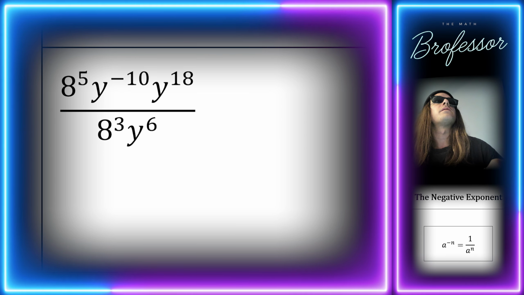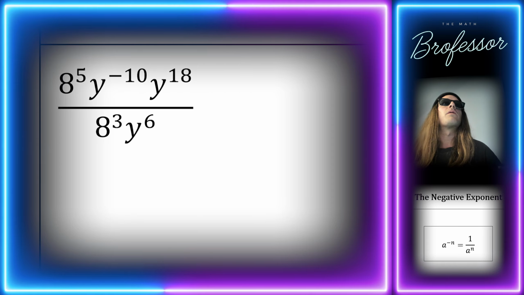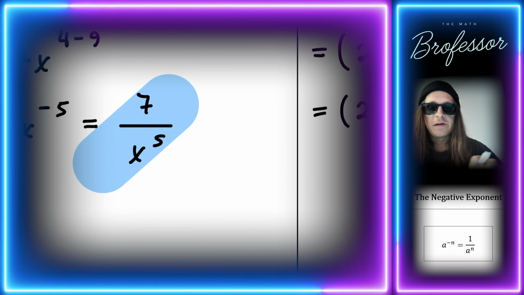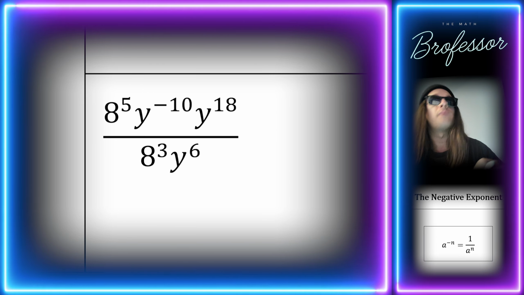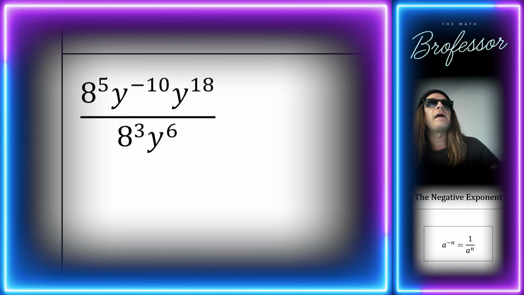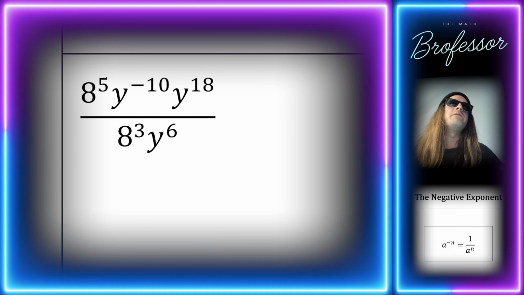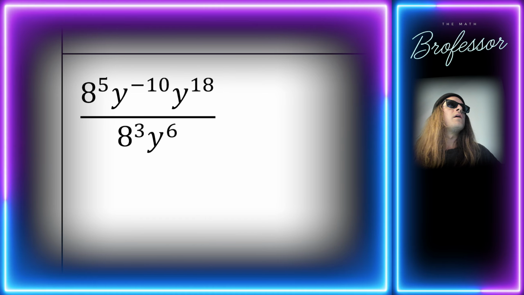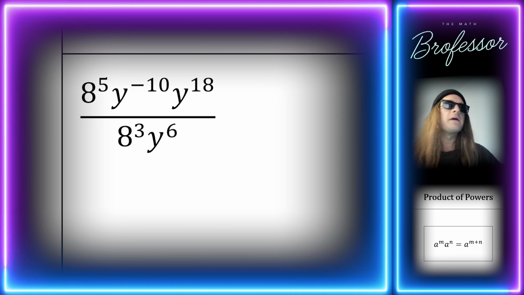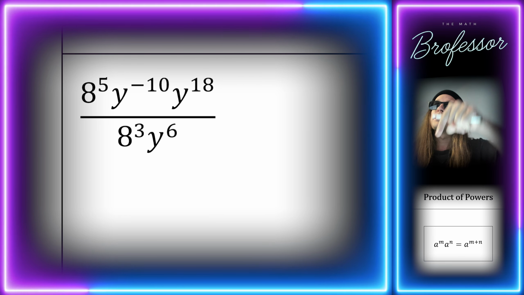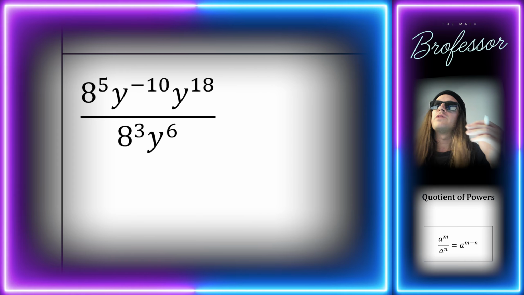How about this? What's nice about this problem is there's only one variable. That is y. Have we had a mixture of variables yet? No. So far, all the problems have had one variable. That's nice. We have some 8s too. The first thing I would do here is a combination of product of powers. We're going to use this property where we add the exponents. And then for this one, we're going to use a combination of product of powers and quotient of powers.